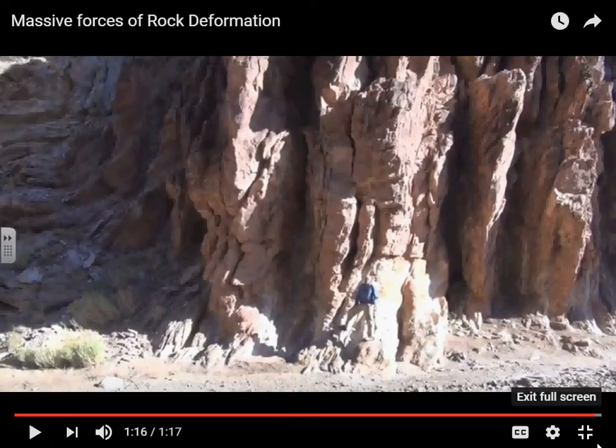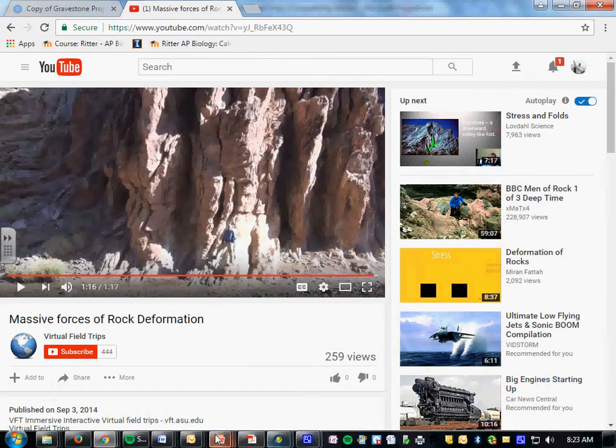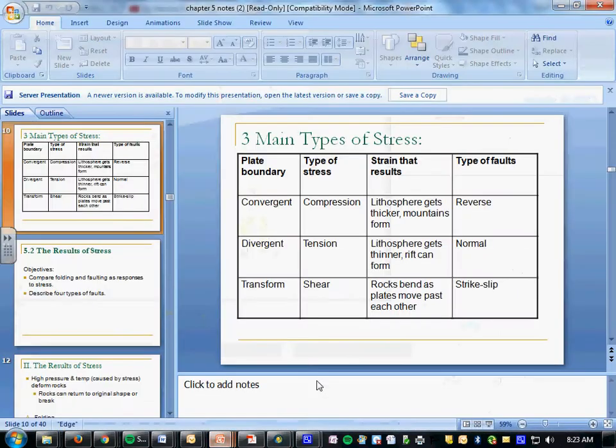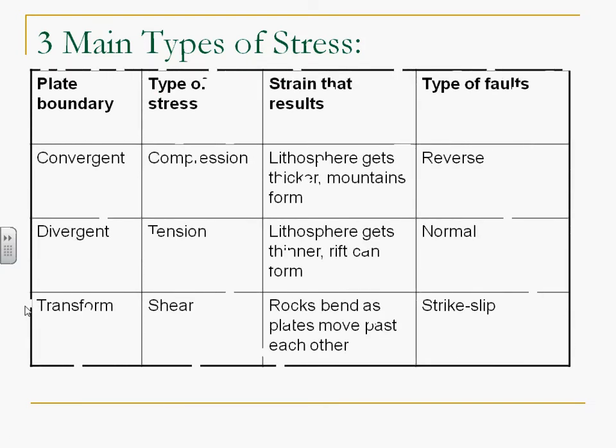So what this guy basically just described was how the stress has changed the Colorado Plateau, right? Okay, what are our main three types of stress? Okay, convergent, divergent, and transform boundaries.